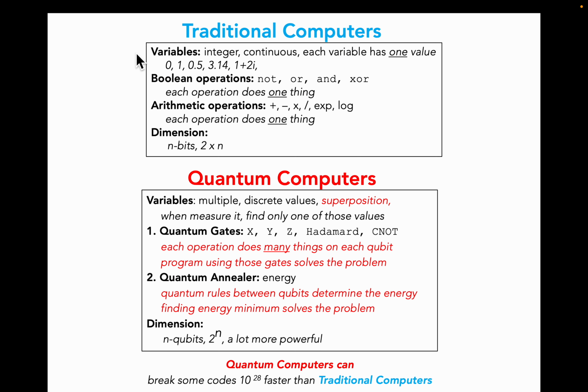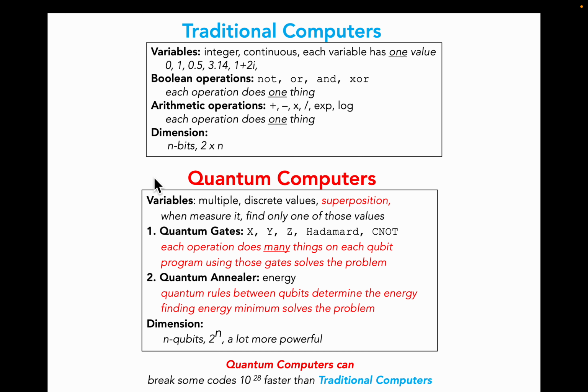Traditional computers have variables, which are either integers or continuous values, and each variable has one value. There are also Boolean operations on those variables, like not or, but each operation does one thing to those variables. And there are arithmetic operations like addition and division, and more complex ones too. And each operation does one thing. This system lives in a space that has dimensions 2 times n, if n is the number of bits.